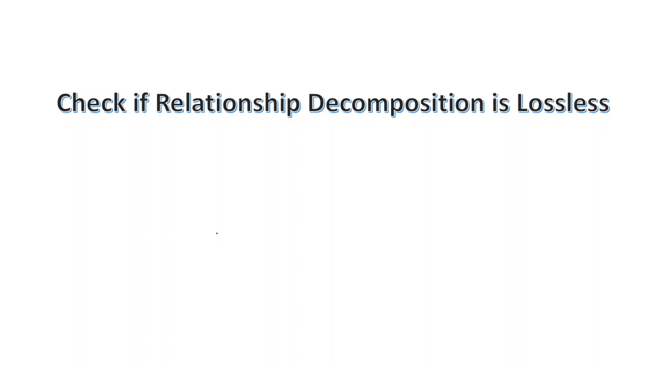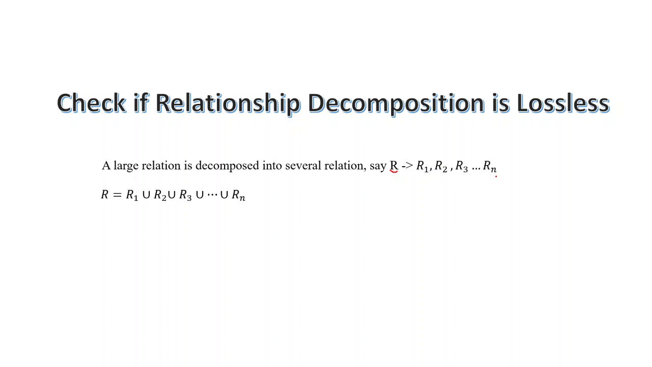So in this lecture, we'll check if a relation decomposition is lossless. As we know, usually in a database management system, sometimes we decompose a large relation R into several parts. Say we have a relation R and it has been decomposed into n parts, R1, R2 to Rn. Now, ideally, if you join those relations R1 to Rn, you are supposed to get back the original relation R, or the parent relation R.